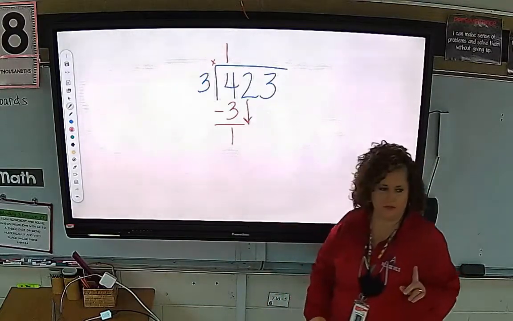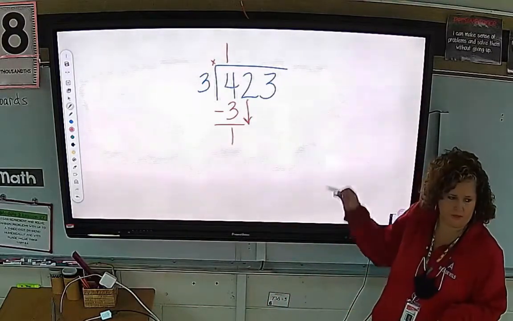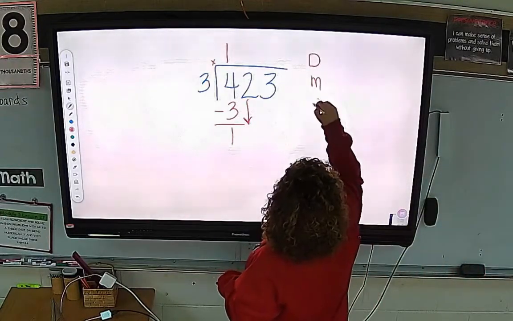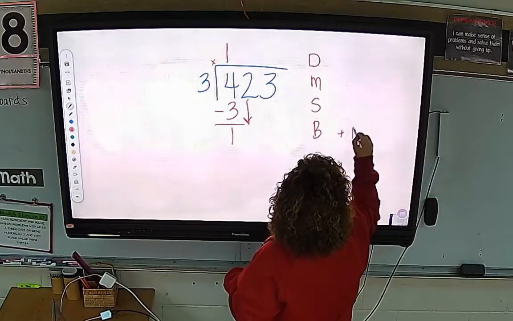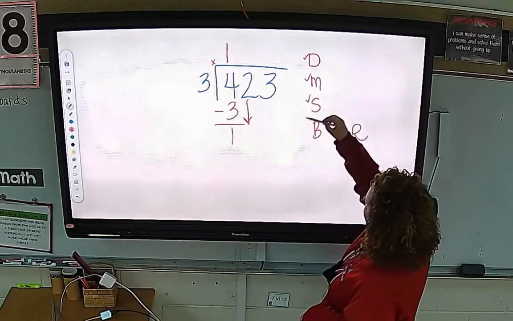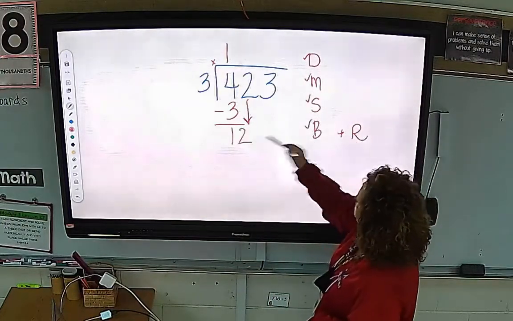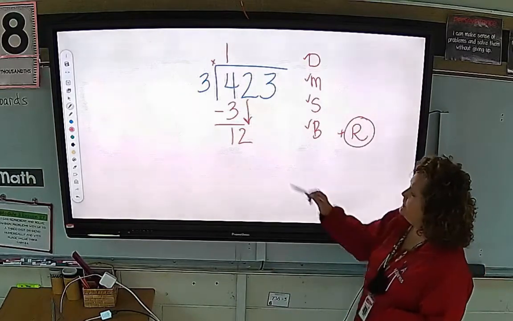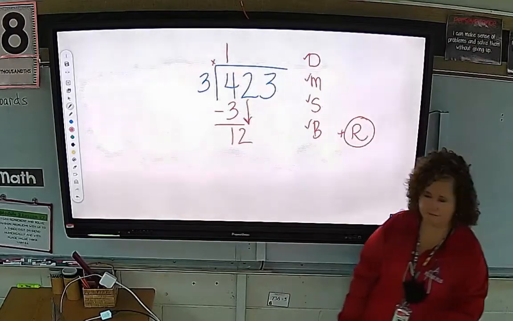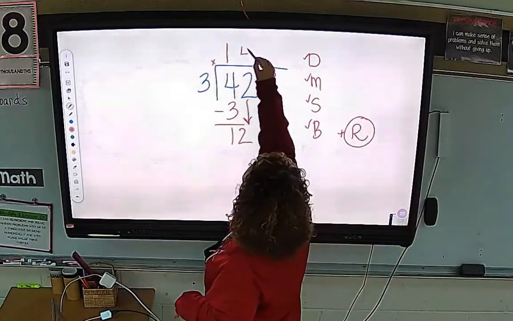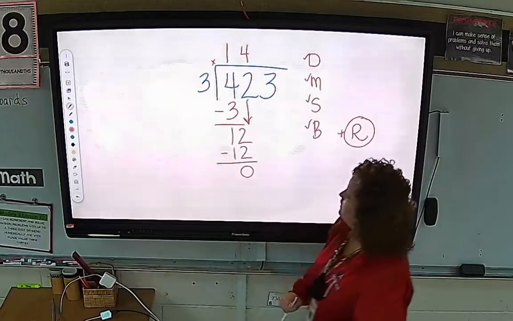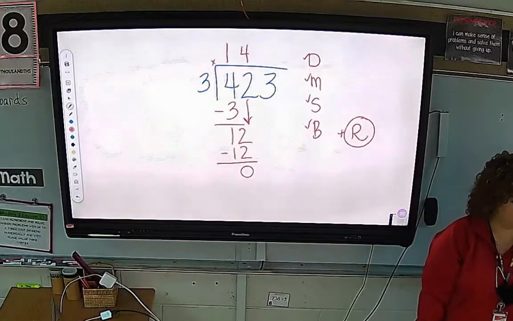Now, if we're getting lost in our steps, what would be helpful to put over here? Okay, our divide, multiply, subtract, bring down, and repeat. So we have divided, multiplied, subtracted, and we're bringing down the 2, and we're ready to repeat. How many 3's can I get out of 12? That's a fact family right there. How many? 4. 3 times 4 is 12, isn't it? 3 times 4 is 12. I'm going to subtract that 12 and get a 0. Am I finished? No.